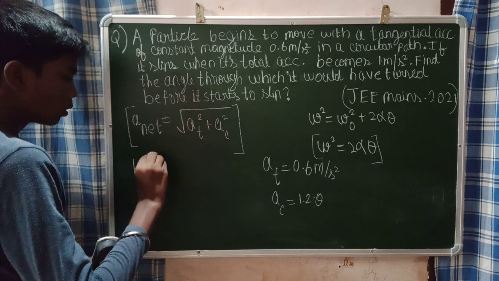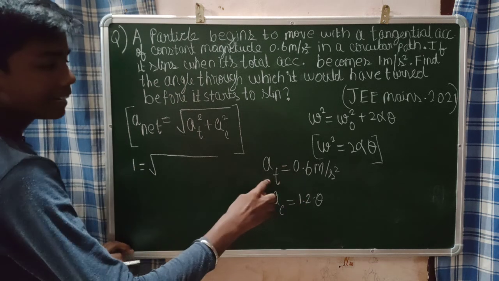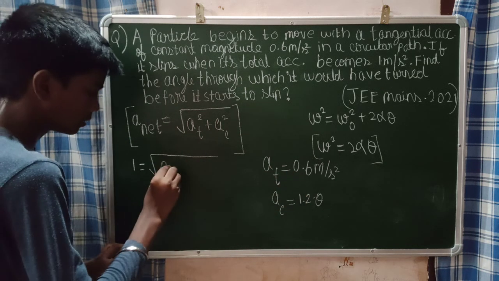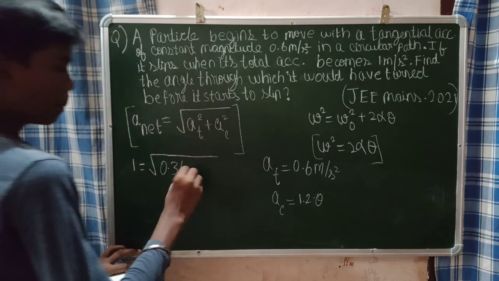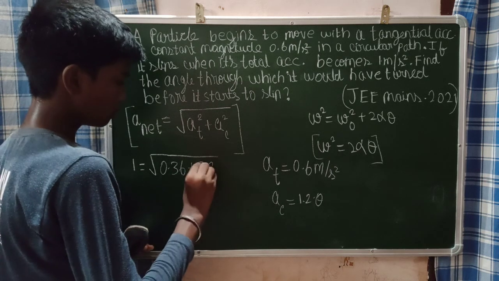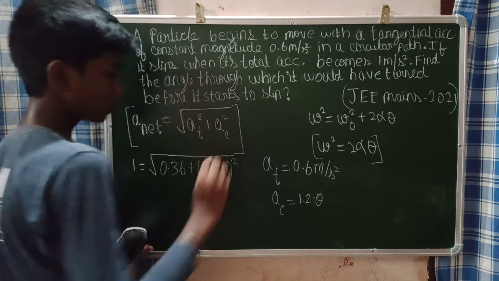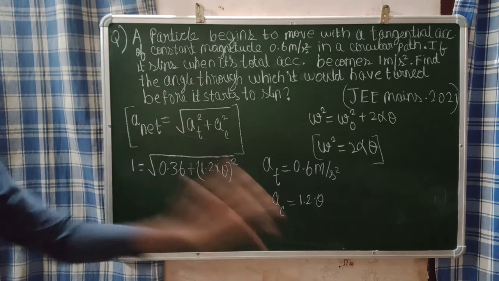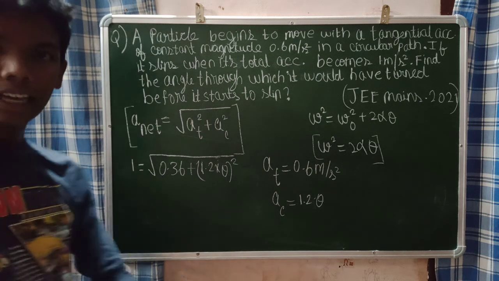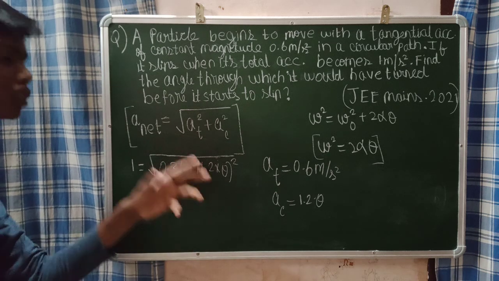So 1 is equal to root of AT square. What is AT square? AT is 0.6, so 0.6 square will be 0.36, plus AC square. What is AC square? 1.2 into theta whole square. That is your AC square because your AC is 1.2 into theta. And now we are supposed to find the value of theta. If we find the value of theta, then we are done with the question.